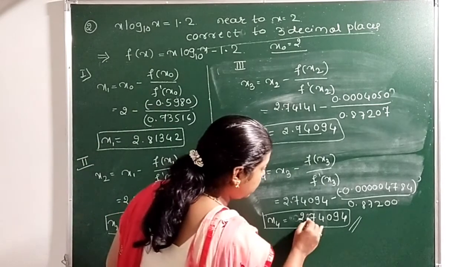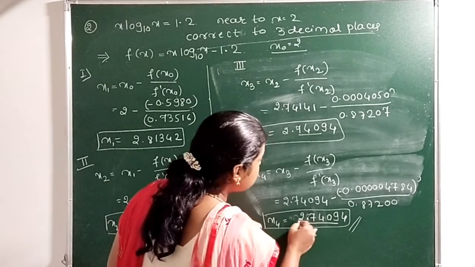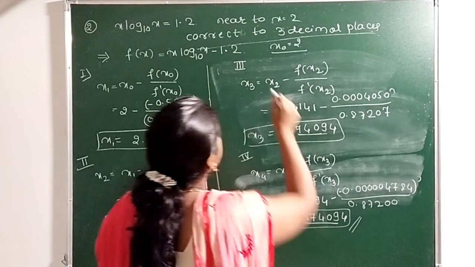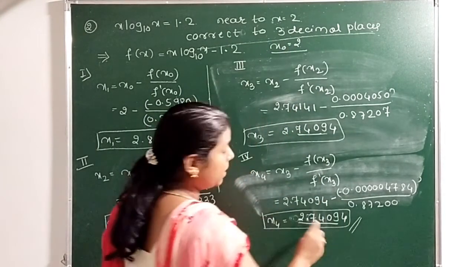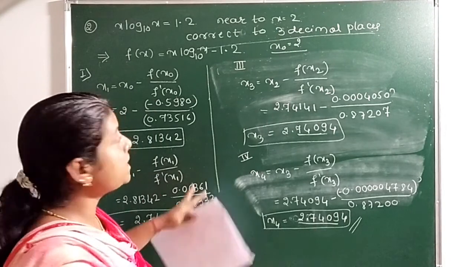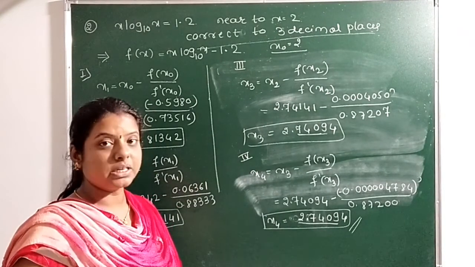Here, see, 2.7409. You will get it correct to 3 decimal places. This is an example for the Newton-Raphson method.